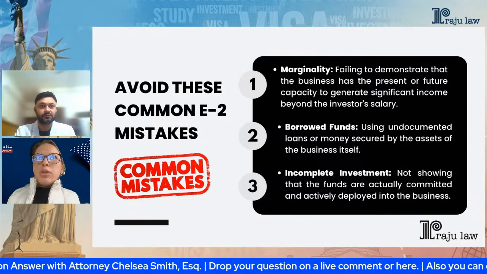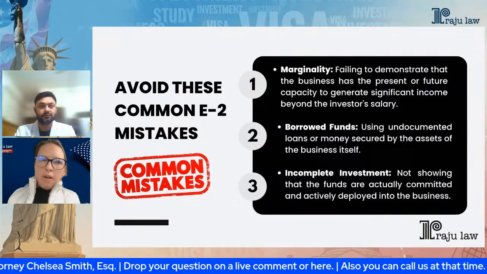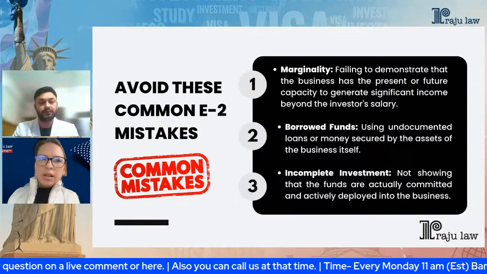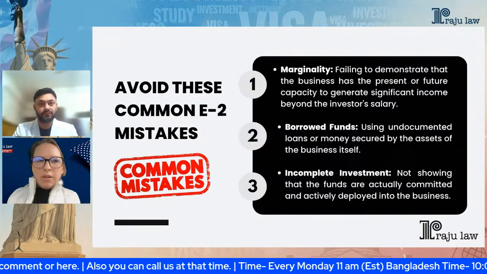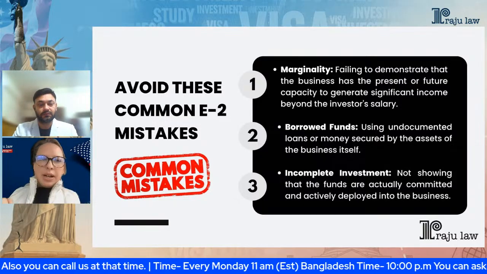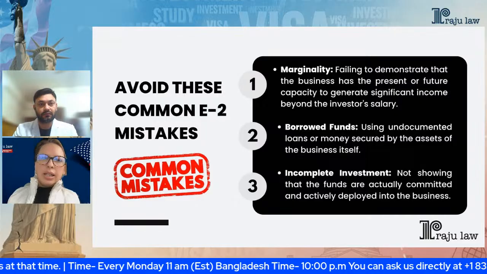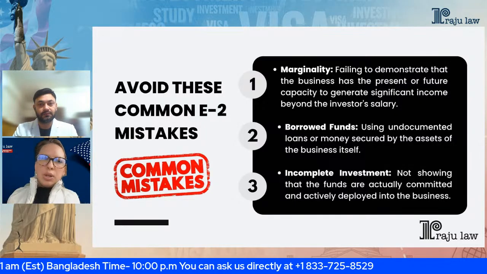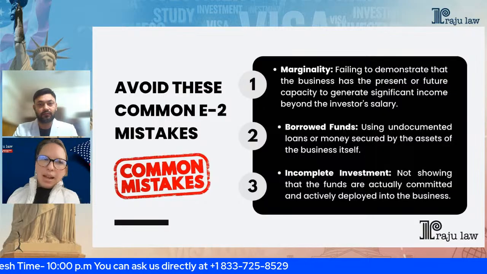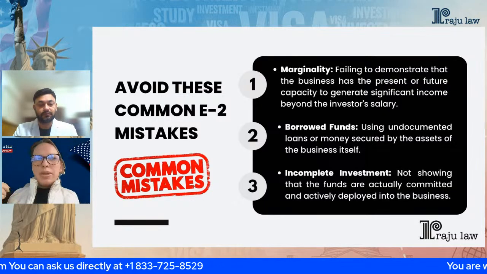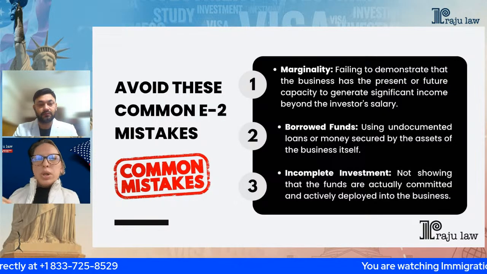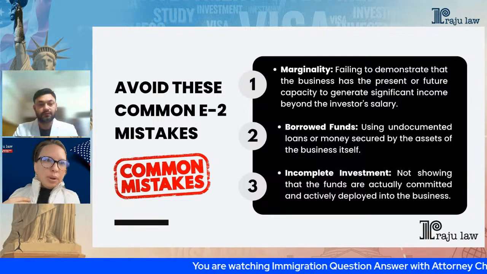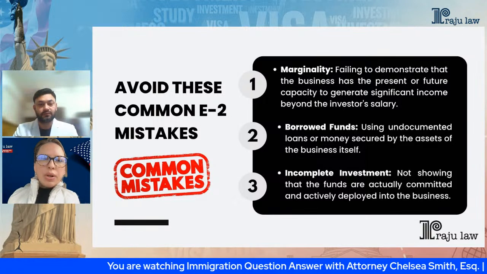You may be able to show that you have substantial funding. You may be able to show it's lawful. You may be able to show that you have a nationality with the treaty agreement, but we want to remember to show how this benefits the United States, and that's what is meant by marginality. We want to go back and show that there's going to be benefit, there's going to be job creation, there's going to be economic stimulus. We want to show that there's going to be contribution to the place that you plant roots and grow your business in.